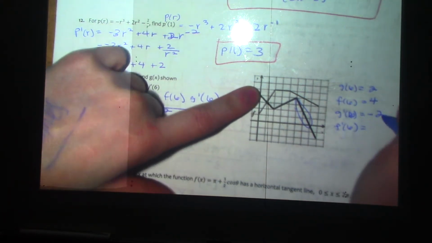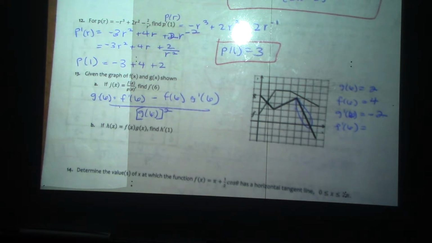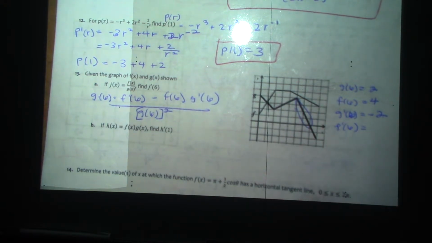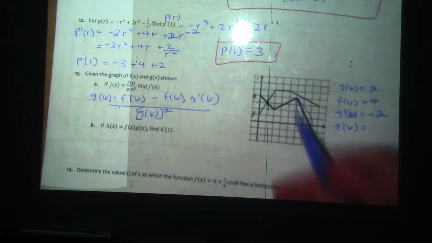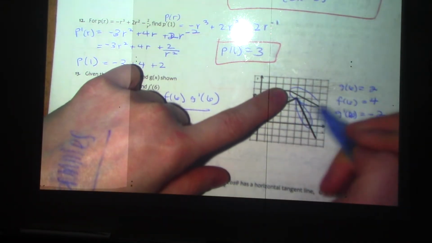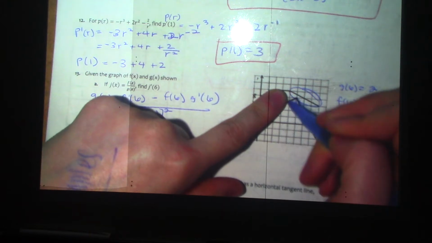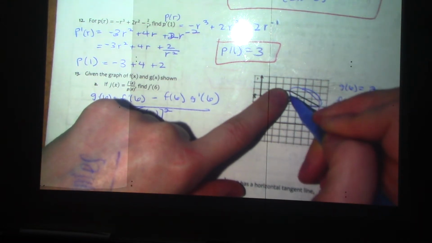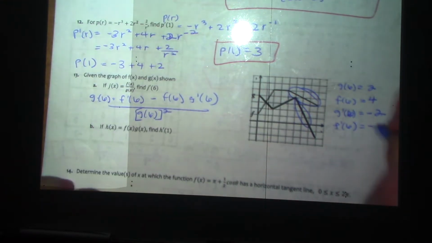The slope at 6 is negative 2, so g prime of 6 is negative 2. And then f prime of 6, so f prime is this one. We're looking for the slope of this guy. So this one goes down 2 and over 4, or you could do 1 and 2, so it's negative 1/2.